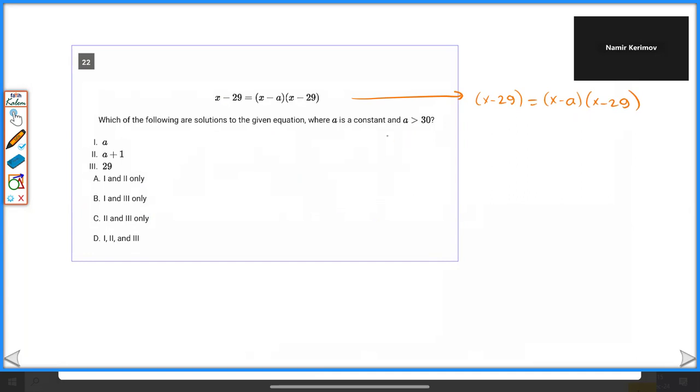I know that when x is 29, it is obvious. We get 0 on both sides. So 29 is one of the answers. So if you want, we can eliminate A.